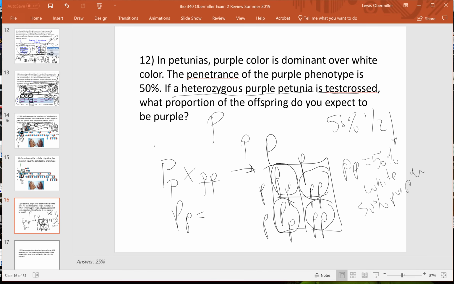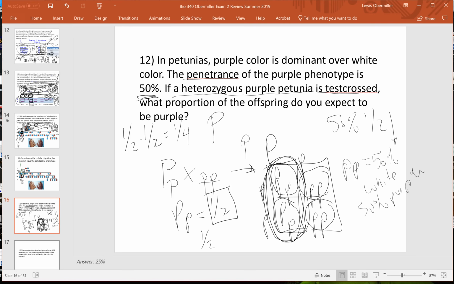But remember, only half of those are actually going to show up. So it will be 1/2, right? 50% we would expect to be purple if it was complete penetrance. But only half of these are going to show the trait because it's only 50% penetrance. So it would be 1/2 times 1/2, which is 1/4, which is 25%.